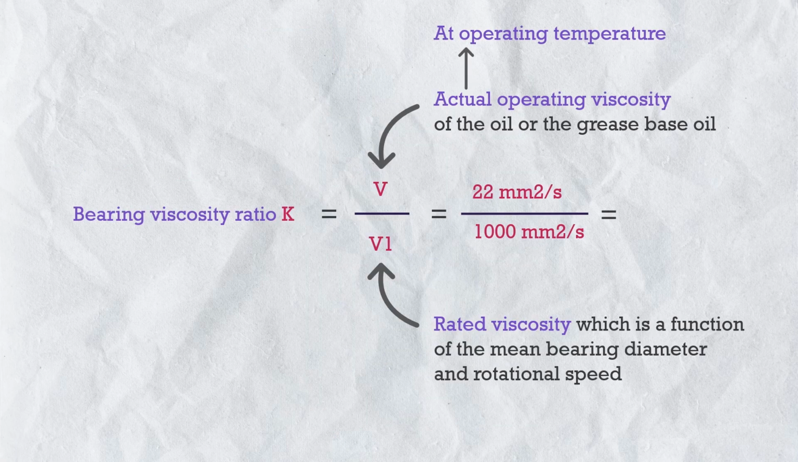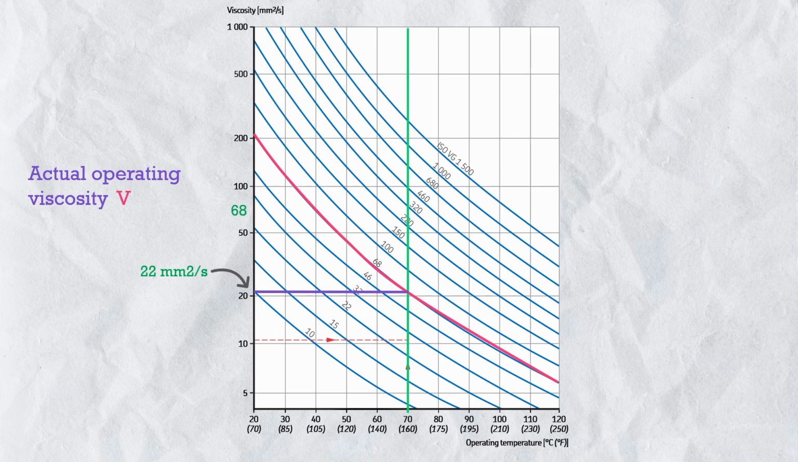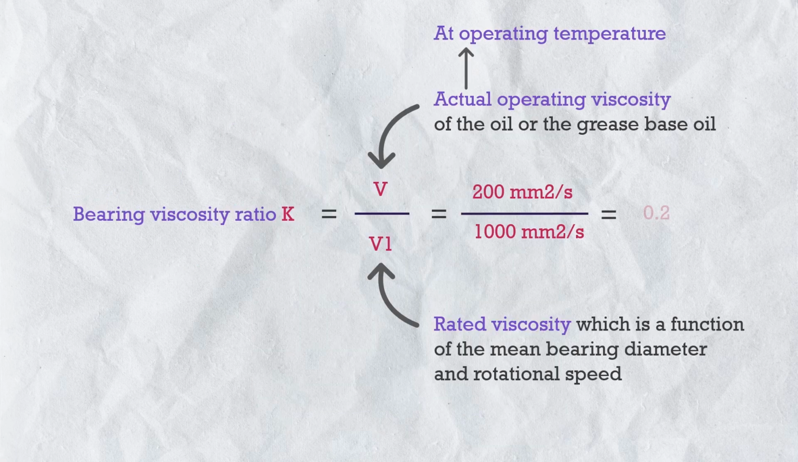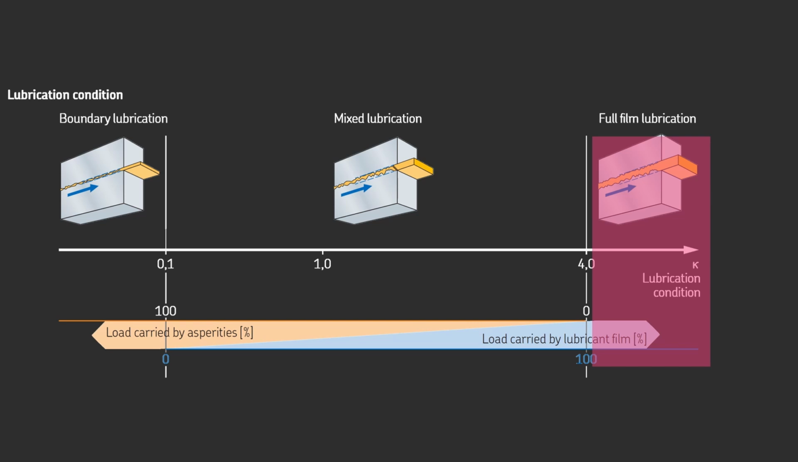So put the values and viscosity ratio K will become 0.02, means less than 0.1, means full film lubrication is not possible. Boundary lubrication will be there. Even if you change the lubricant, let's say to ISO grade 1000 lubricant, then at 70 degrees centigrade, actual viscosity would be 200 and viscosity ratio K will become 0.2, which indicates kind of mixed lubrication condition, but cannot be full film lubrication. For full film lubrication, the K value should be 4 or above.